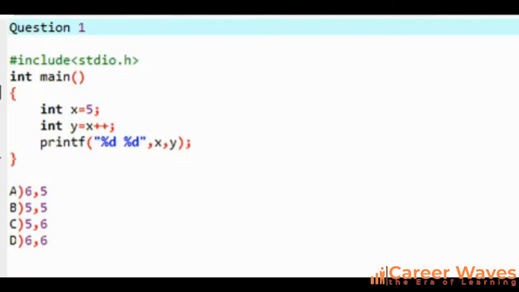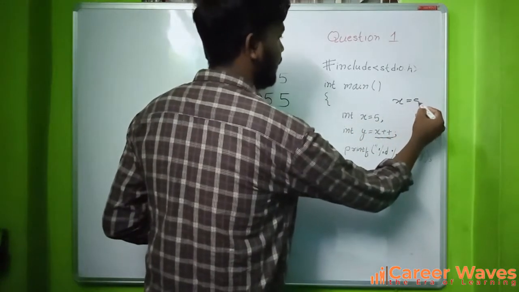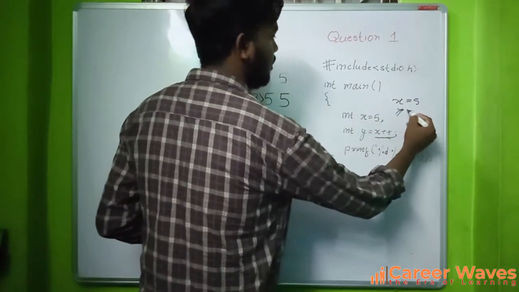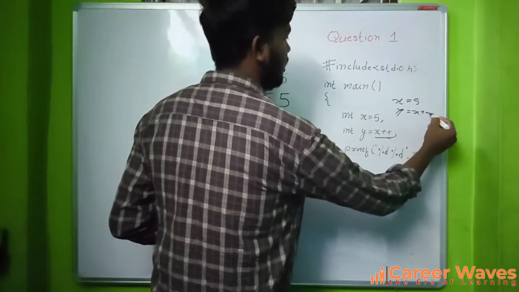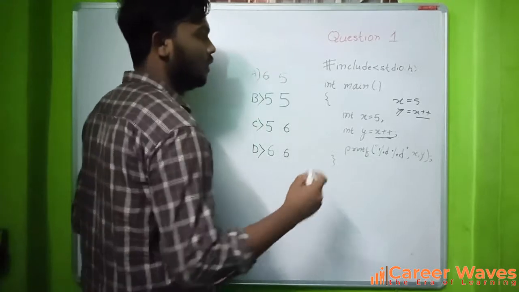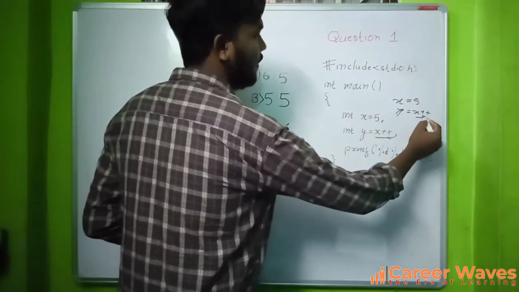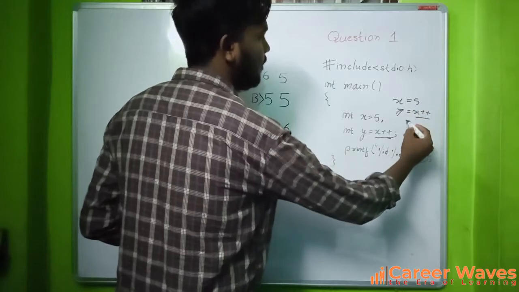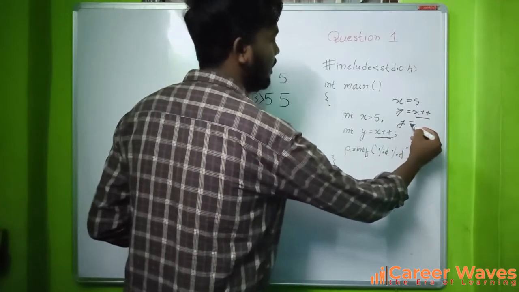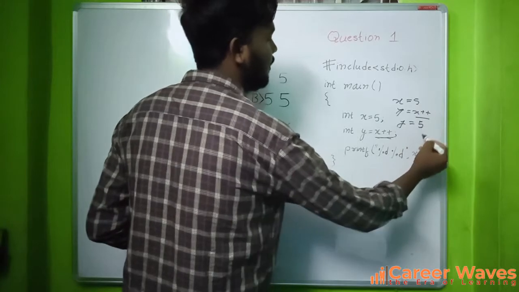So let us find the output for this code. Here x is equal to 5, and y is equal to x++. Now x++ means post-increment, that is, the value will be reflected later. So whatever the value of x is there, that will be shown in y. What is the value of x? x is 5, so the value of y will be 5.